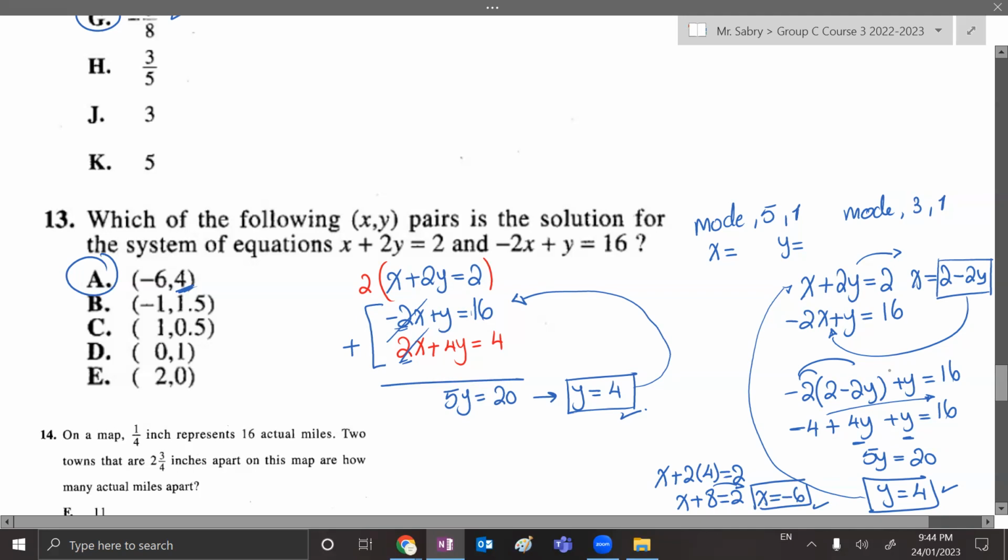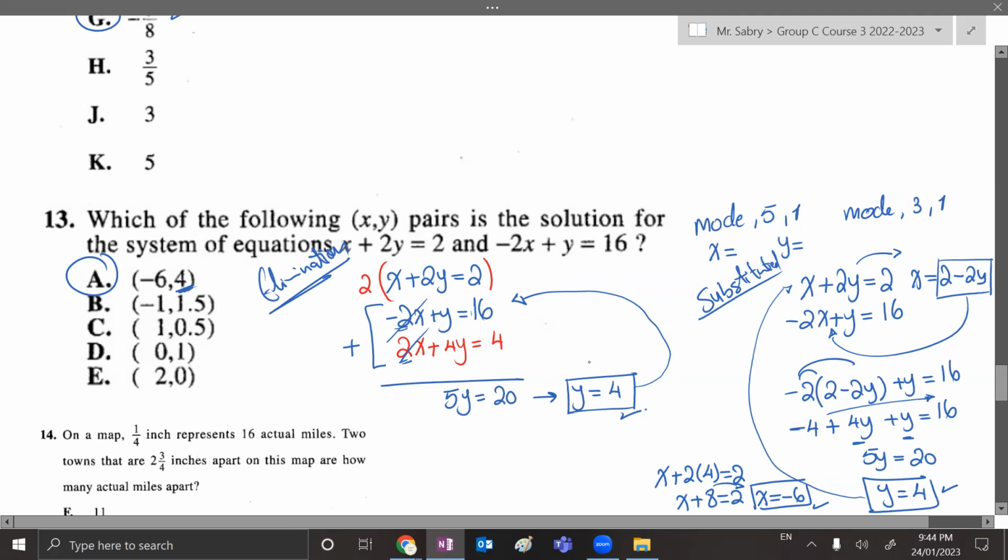Okay. Now there's another method. This one is called substitution, because what we did is we substituted both equations in each other. On the other hand, this one is called elimination, and it's called elimination because we eliminate one of the variables. Instead of substituting one into the other, we eliminate one of the variables. Not one of the equations, one of the variables.